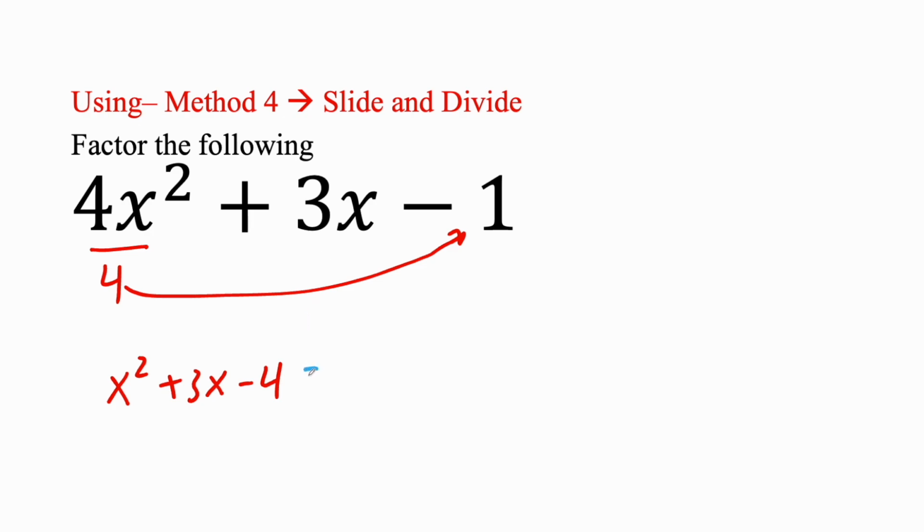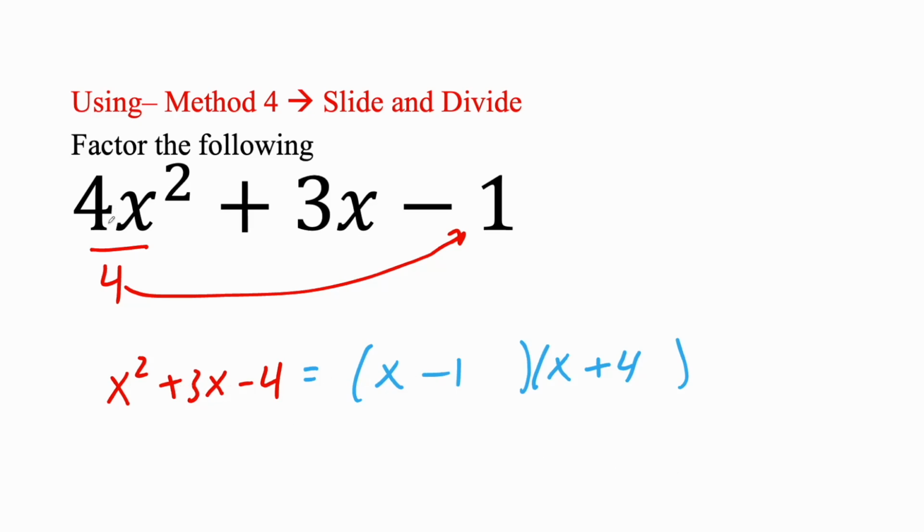Now what I'm going to do is just factor this piece. Factoring an x squared is a lot easier than factoring a 4x squared, and that's why this method is useful. So to get x squared, it's going to be x times x. Now we think, what two numbers multiply to give us negative 4 but add to give us 3? And that's going to be positive 4 and negative 1. Because 4 times negative 1 is negative 4. Likewise, 4 minus 1 is positive 3.